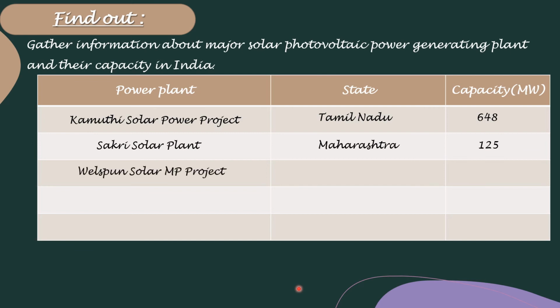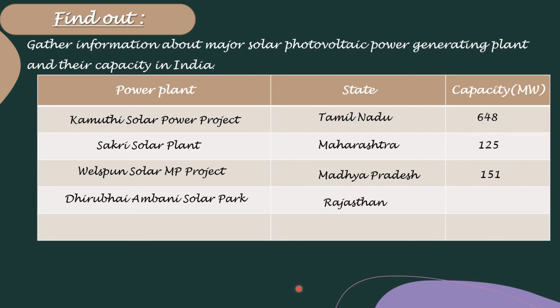Then the next is the Welspun Solar MP project. It is in the state of Madhya Pradesh and generates 151 megawatt. Then the next is the Dhirubhai Ambani Solar Park. It is in the state of Rajasthan and the power generation is 40 megawatt. Then the next is the Bitta Solar Power Plant. It is in the state of Gujarat and has a capacity of 40 megawatt. And students, there are many more solar power plants in India. So you have to find out the remaining solar photovoltaic power generating plants and their capacity in India.